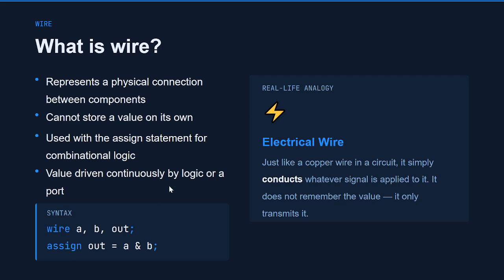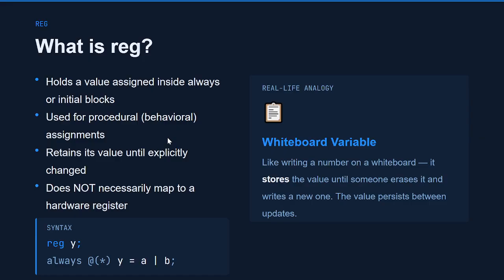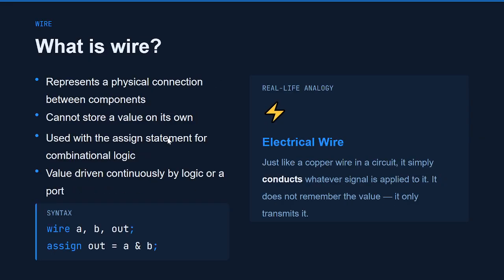Okay, I will explain it later. Just think of a wire as a physical connection between two inputs. Okay, so next, in our code this is how we write wire: wire a, b, out. Okay, assign was doing like this, right? Now just keep this syntax in your mind. I will explain once I am finished with reg.